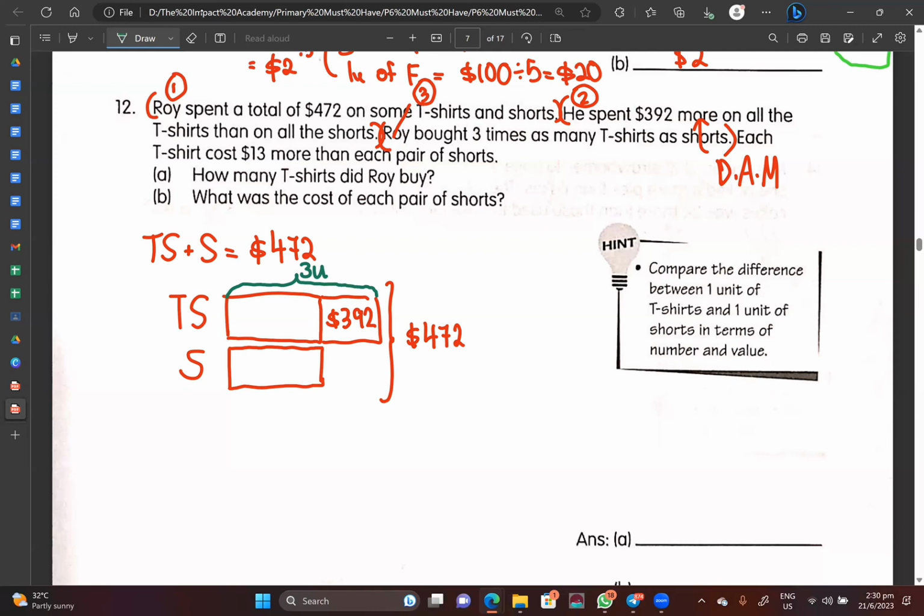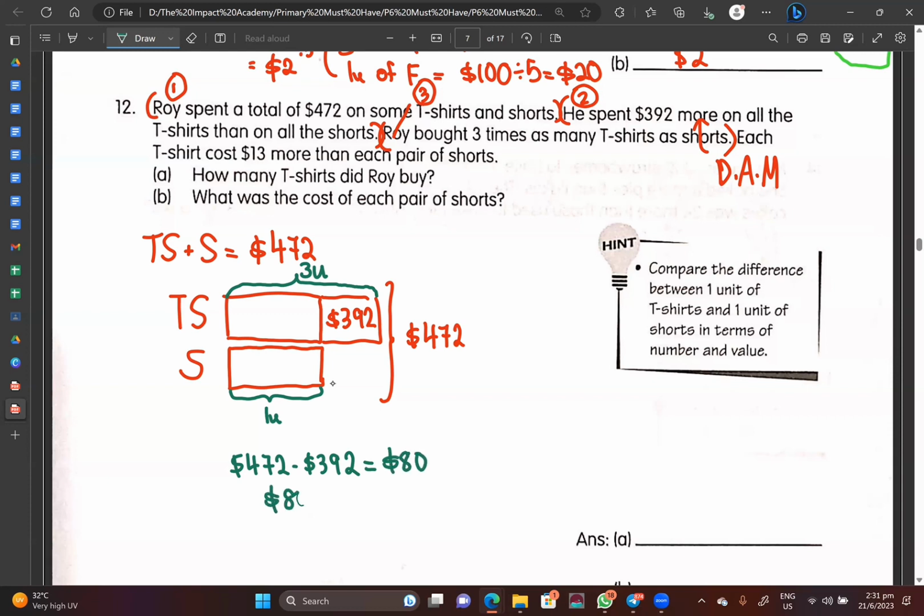Understand? Now, if t-shirt is 3 units, can I confidently say that this is 1 unit? Yes, for sure, correct? So what I can do is simply find out what this gap over here is. You all agree so far? And since they are the same, we can perform a mirror image. So I can just do $472 minus $392. What do I get? Over here, you will get $80. And what I can do next is simply $80 divided by 2, and that gives me $40. So quickly put in $40 in the gap provided.